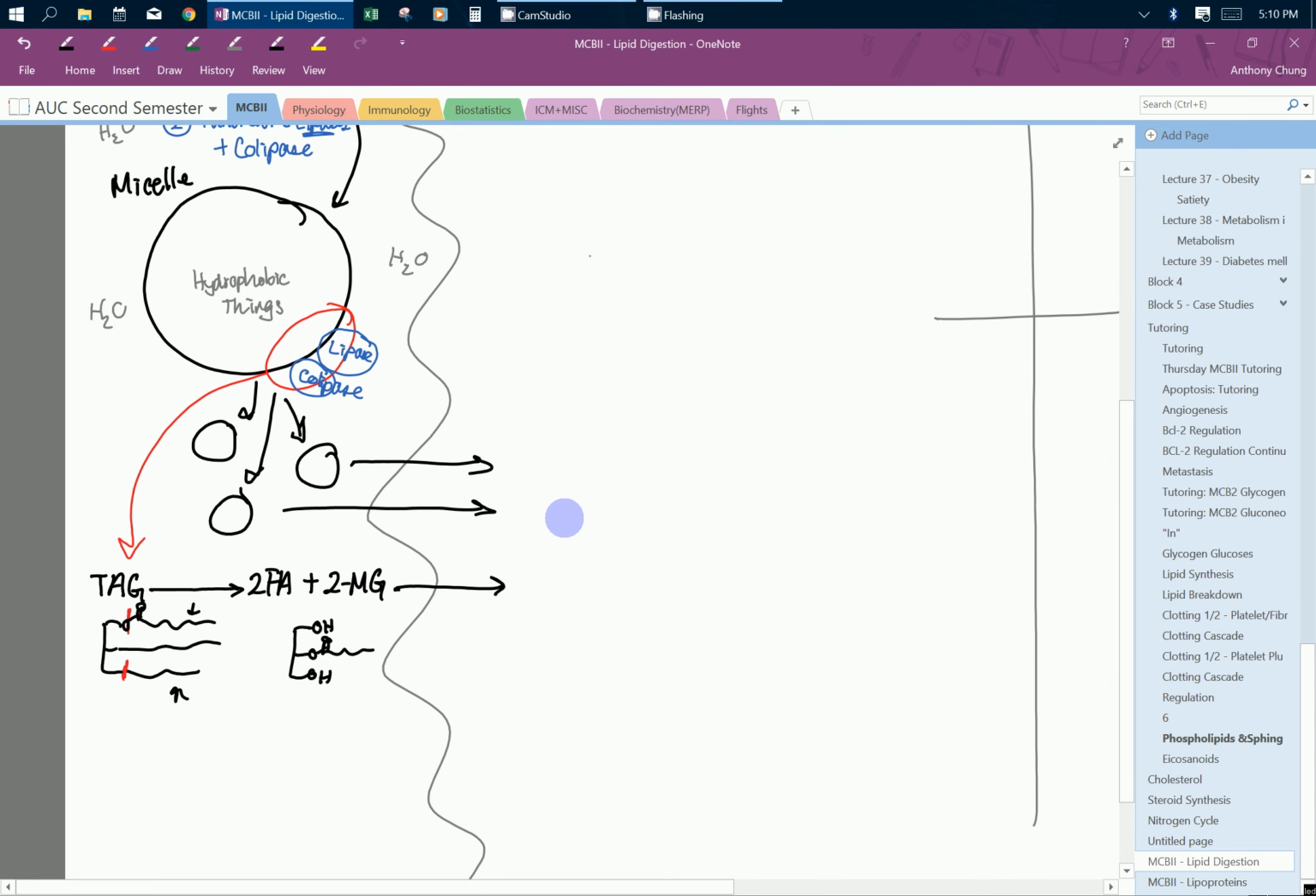Okay, so this is in terms of triacylglycerides. Phospholipids, it's the same idea, but it's going to be a slightly different enzyme.